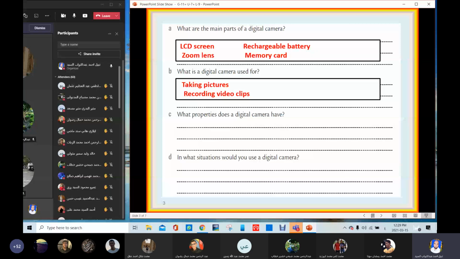To use a digital camera. It has a screen. It has a... You can find the answer from the text, please, on the left side page.